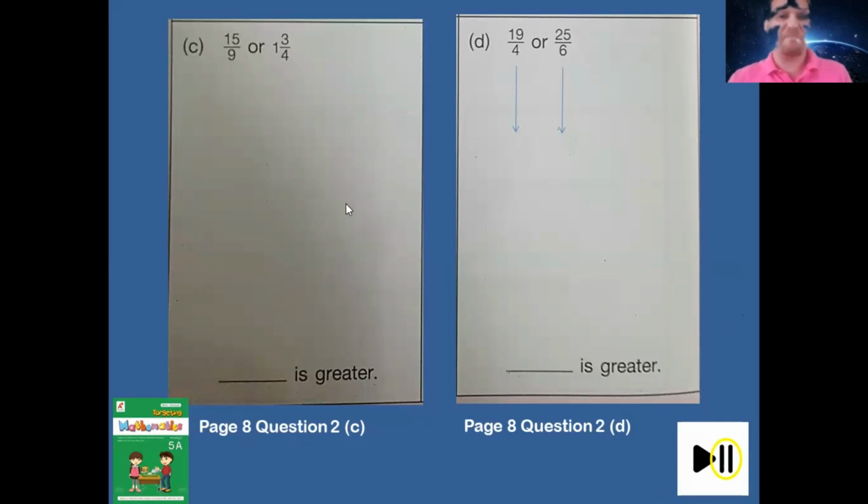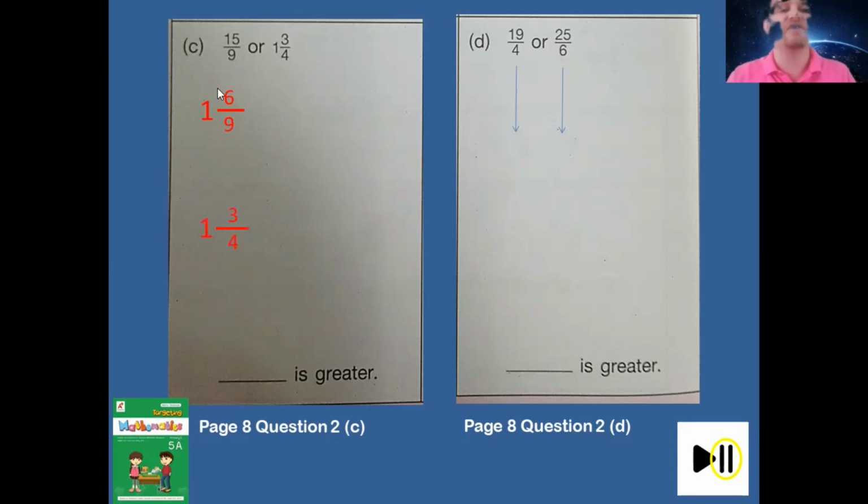Okay, excellent. We're back. Welcome back, everybody. Page 8, question 2C. We had 15 over 9 or 1 and 3 over 4. Which one is greater? Let's see how we did it then. Okay, so we turned 15 over 9, which is an improper fraction, into a mixed number, which is 1 and 6 over 9. And we kept 1 and 3 over 4.